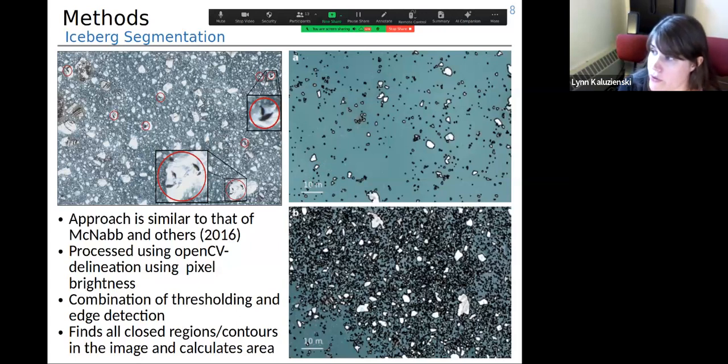We've had some issues when icebergs are closely packed. Sometimes the small icebergs will be clumped together. And we've had to throw out any photos where there was brash ice, because the algorithm can't really decipher between brash ice and icebergs.